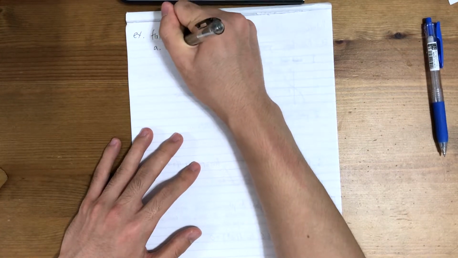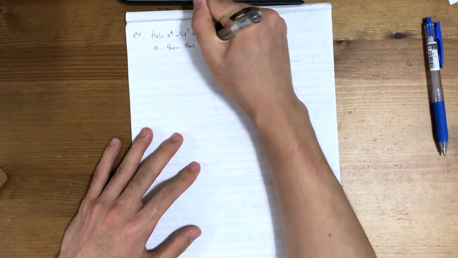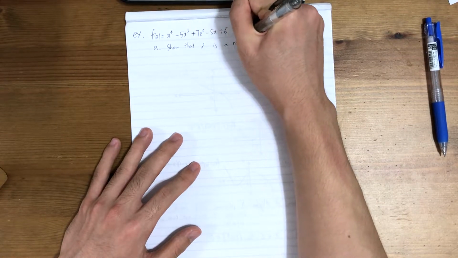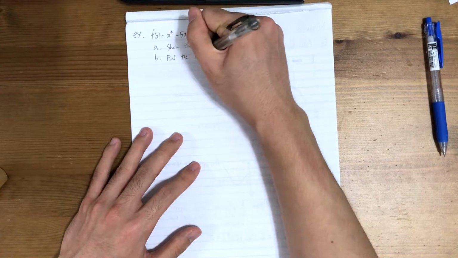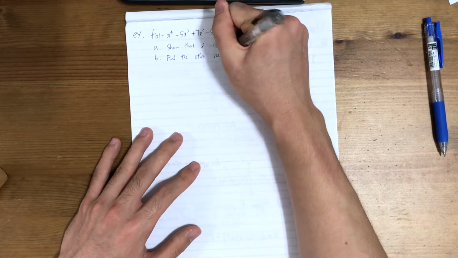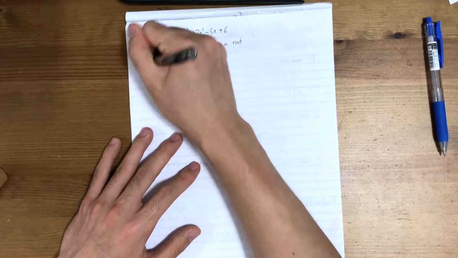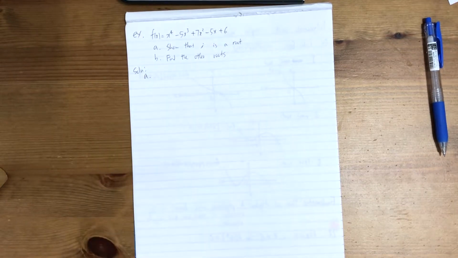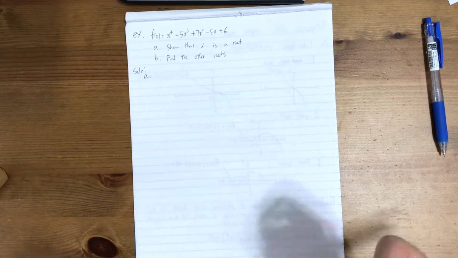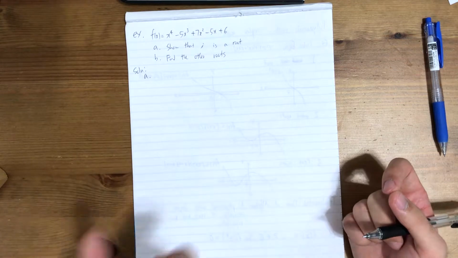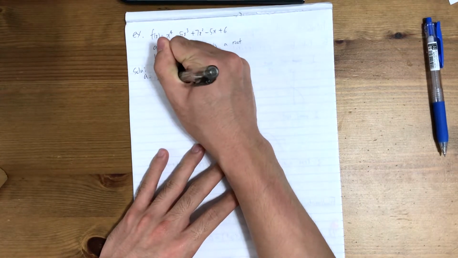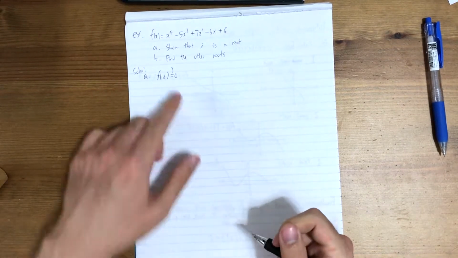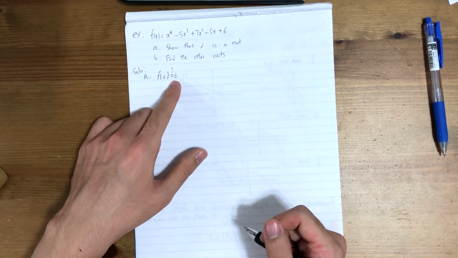And A, show that i is a root, and B, find the other roots. So A, to show a number is a root, we just need to evaluate this, right? So we just need to check whether f(i) equals 0 or not.